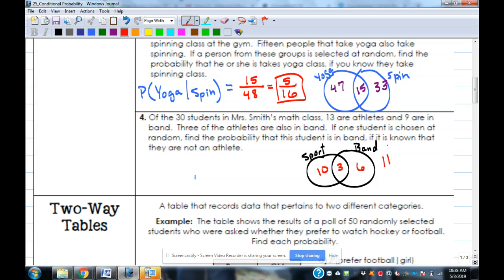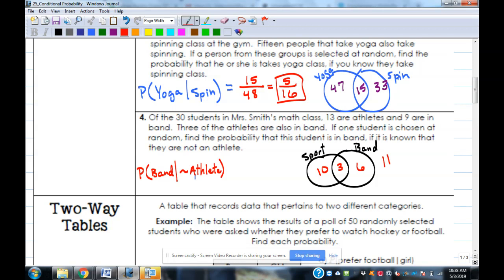So, it wants to know, find the probability that the student is in band given they are not an athlete. So, not athlete. Remember our notation we talked about? The little squiggle, tilde. Athlete means not an athlete. So, how many are not playing a sport?